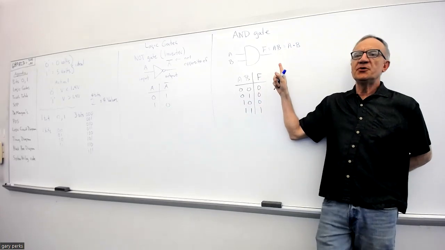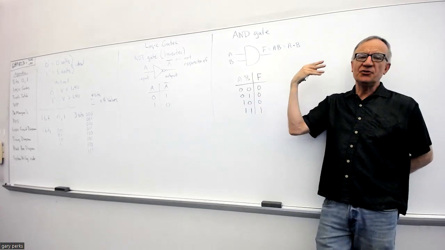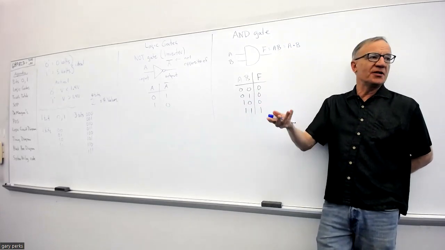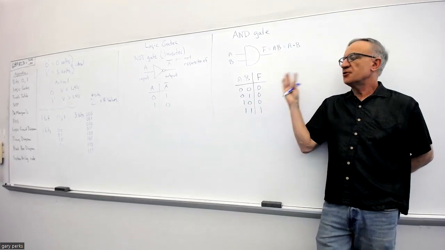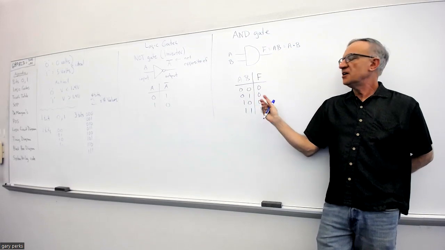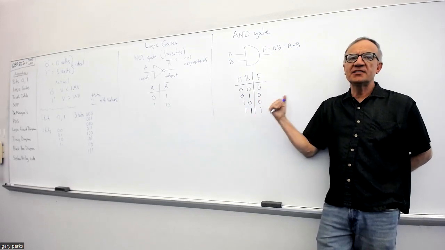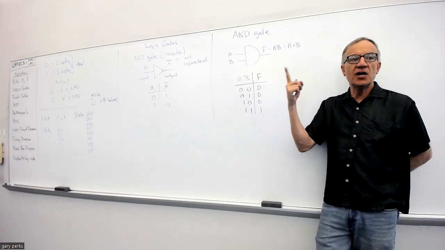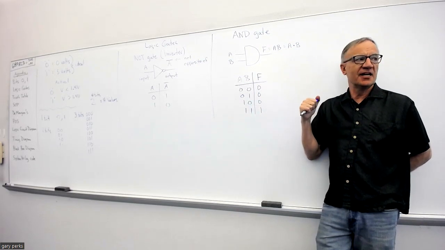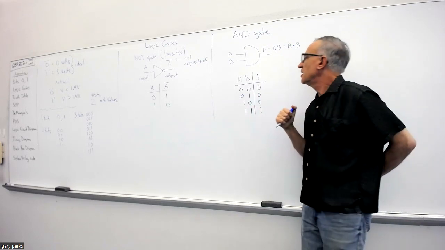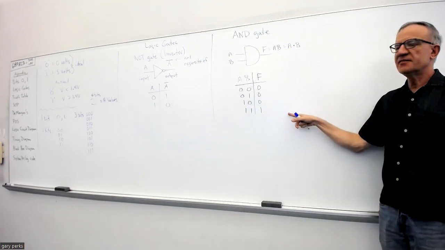And this is a 2-input AND gate, but you can get a 3-input AND gate, a 4-input AND gate, an 8-input AND gate, a 16-input AND gate. And no matter how many inputs you have, all those inputs would have to be a 1 to get a 1 out. If just one of those inputs is a 0, you're going to get a 0 out. Okay. All right. So any questions on the AND gates?